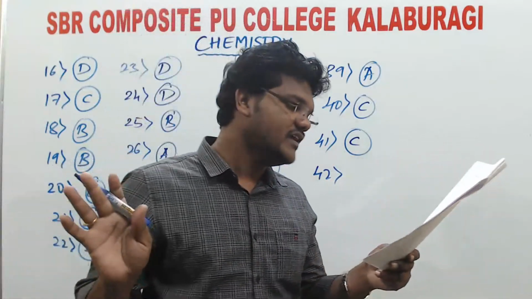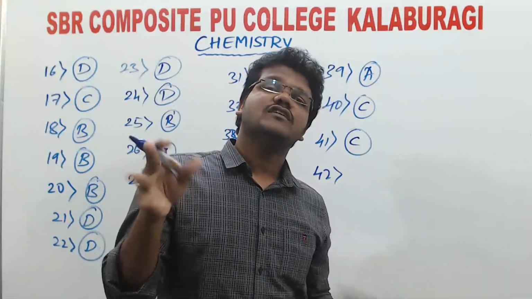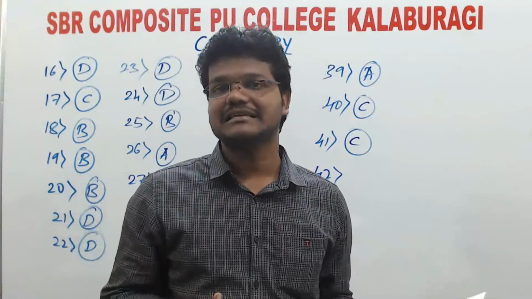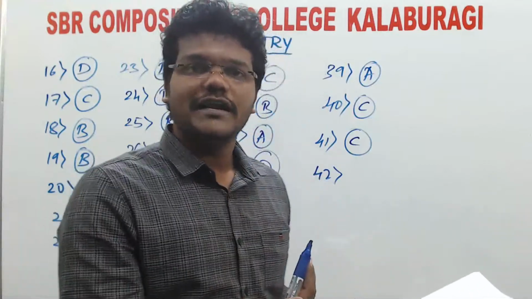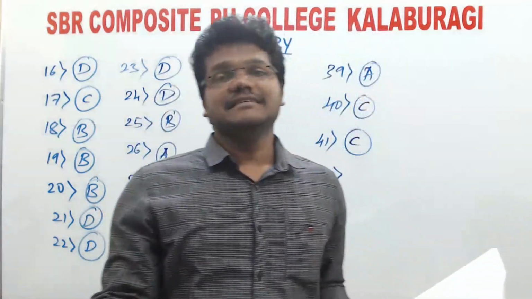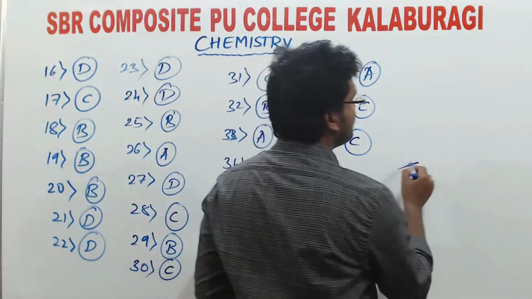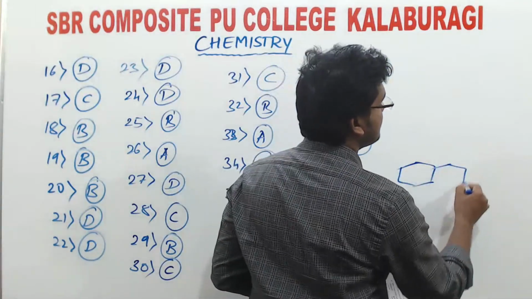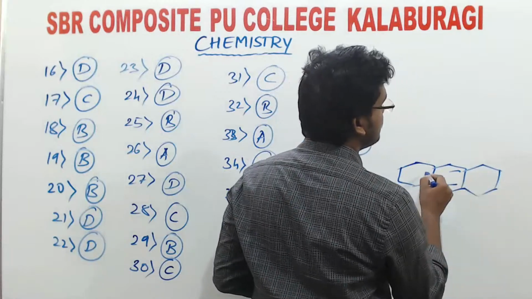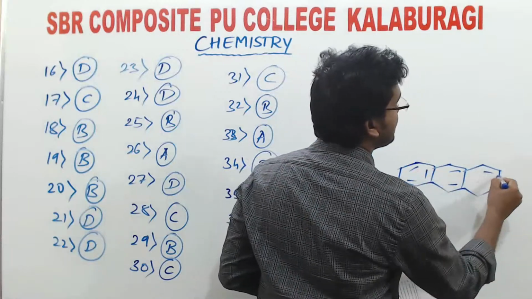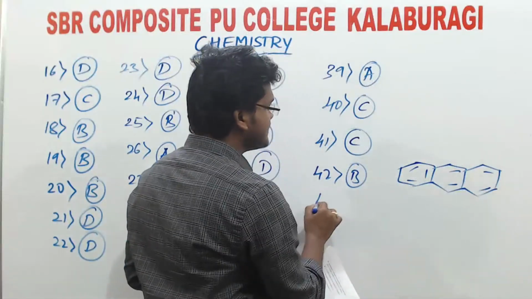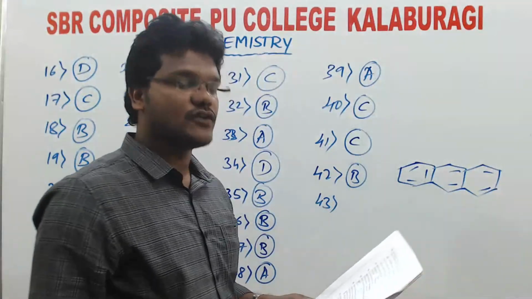So let's go through 42, 43, 44, 45. We are left with that many. Three fused benzene rings are found in, obviously, an example of aromatic, that is nothing but anthracene. 1 benzene, 2 naphthalene, 3 anthracene. So anthracene has three fused benzene rings. I have drawn the structure. So this is my anthracene. There are three fused rings. So for 42, it is option B. So let's go for 43.